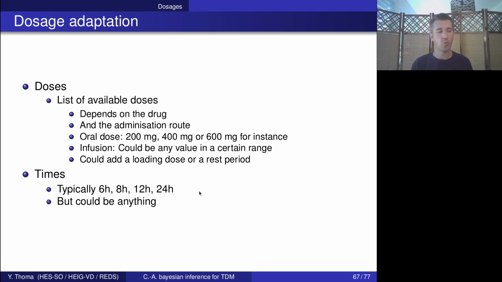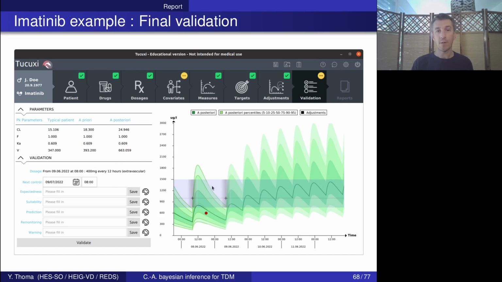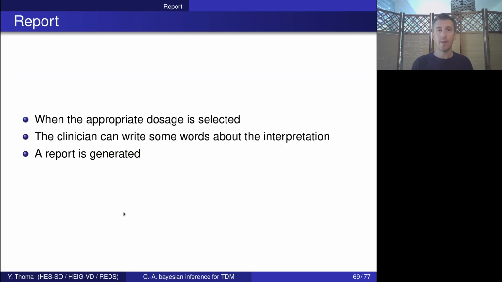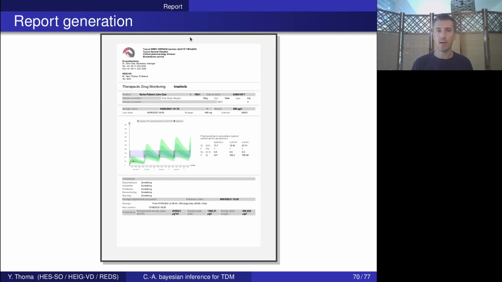For instance, you wouldn't let your patient take the medical drug every 7 hours and 48 minutes. That would be a bit difficult to follow. So you will end up with that kind of values. So at the end, the idea is to validate all that, fill some information for the interpretation and generate a report. And this report would look like this.